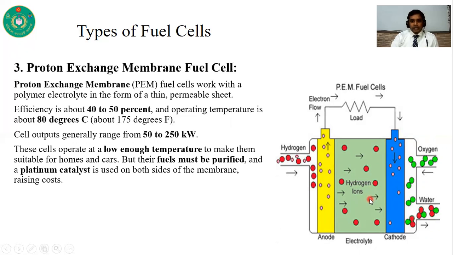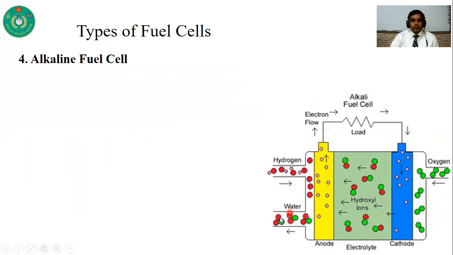So the proton exchange membrane cell works with a polymer electrolyte in the form of a thin permeable sheet. Its efficiency is 40 to 50%, and it works at low temperature. I repeat, it works at low temperature, so it is very useful in homes and cars. But there is a condition: the fuel must be purified, and we need to use a platinum catalyst on both sides of this proton exchange membrane.